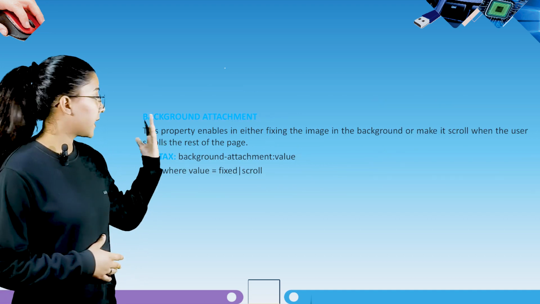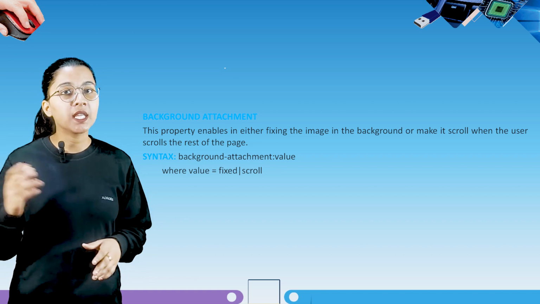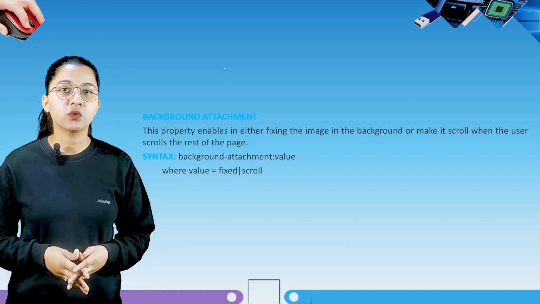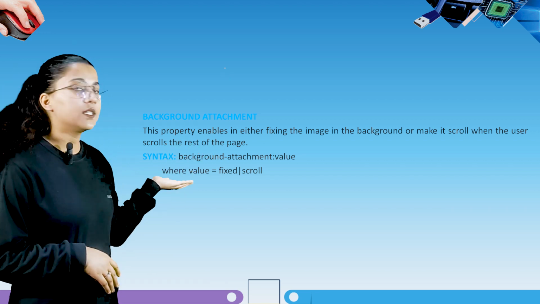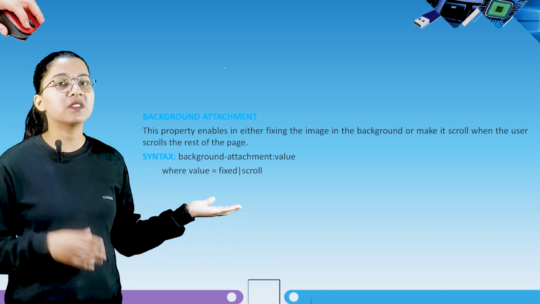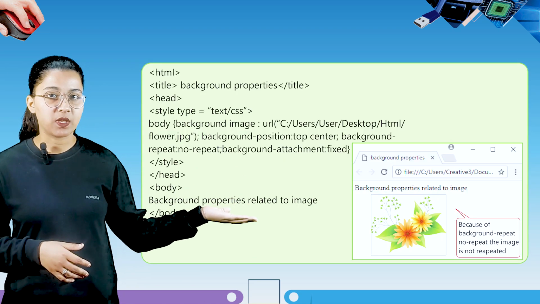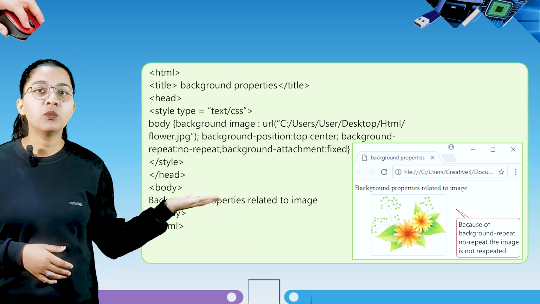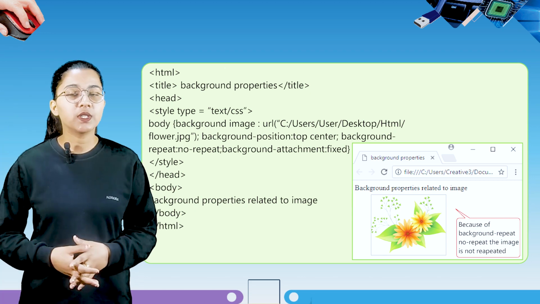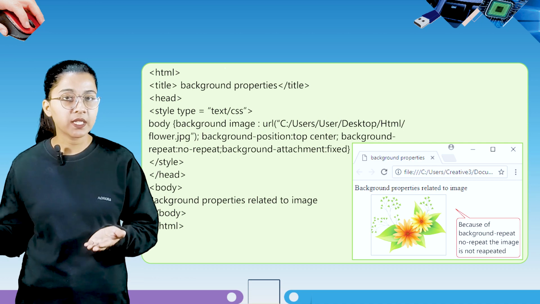So now students, next is background attachment. This property enables either fixing the image in the background or making it scroll when the user scrolls the rest of the page. Here the syntax is background-attachment: value, where value is fixed or scroll. Here you can see the algorithm of background attachment. This type of algorithm you might write when you want to insert background attachment. So students, this is it for our HTML chapter. I hope you have learned so many things.